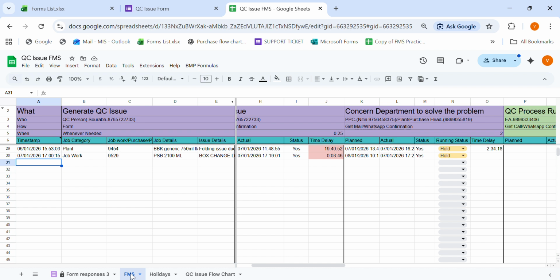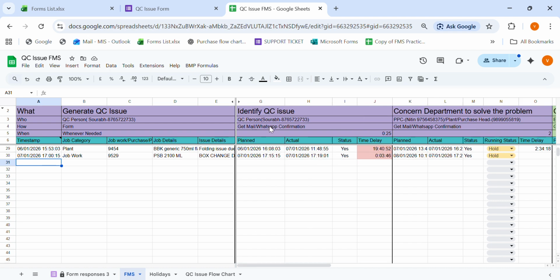The information is fetched from the form, and the second step is to identify the QC issue. That responsibility is taken by the QC person. The QC person takes the responsibility within 15 minutes, which is the time period to complete the task. The QC person takes the action by mail, WhatsApp, or anything, and updates the status to the PC person within 15 minutes: yes or no. Here there are the plan time and actual time.